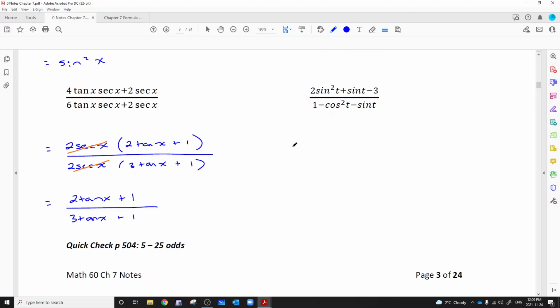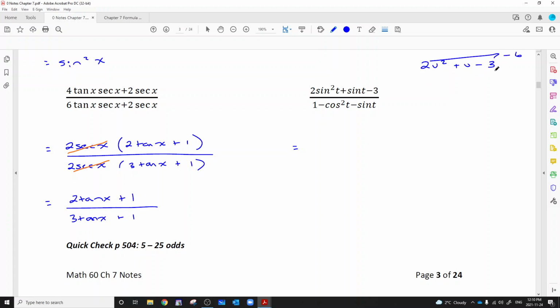All right, last one. So on the top, I noticed 2 sine squared t plus sine t minus 3, so I'm seeing a trinomial. So I'm going to factor that, and maybe I'm going to do it over here. So I'm going to show you how to do this one with the u. So if you've been wondering, even if you're comfortable with sines, I'm going to do this as a u. So my u is sine t.